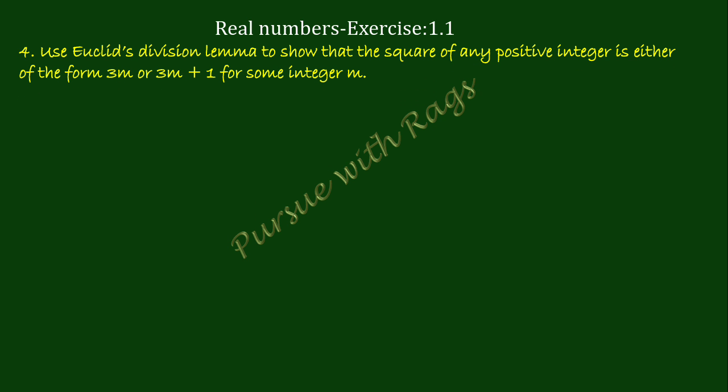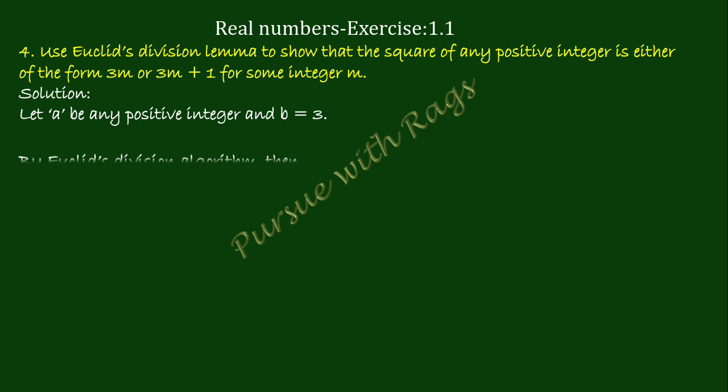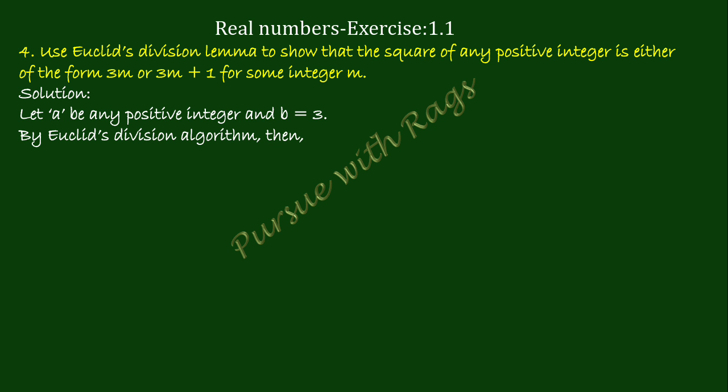Question number 4. Use Euclid's division lemma to show that the square of any positive integer is either of the form 3m or 3m plus 1 for some integer m. So here, first of all, let us consider a positive integer a. Let a be any positive integer and b is equal to 3. On applying Euclid's division lemma, we get a is equal to 3q plus r.